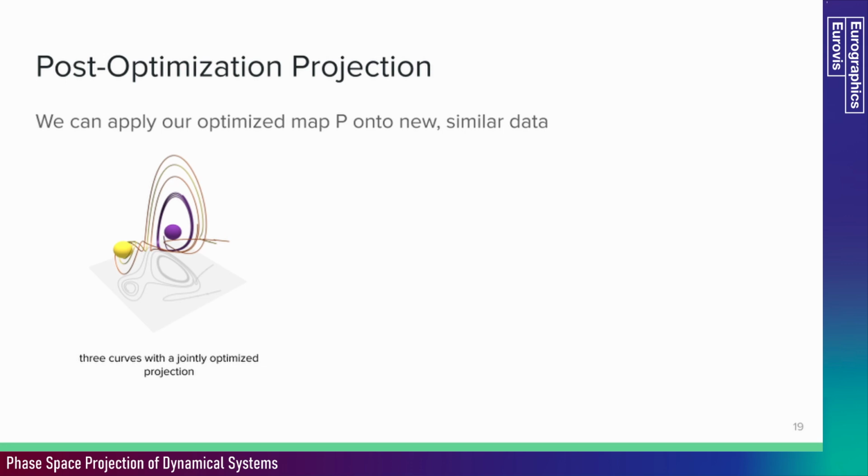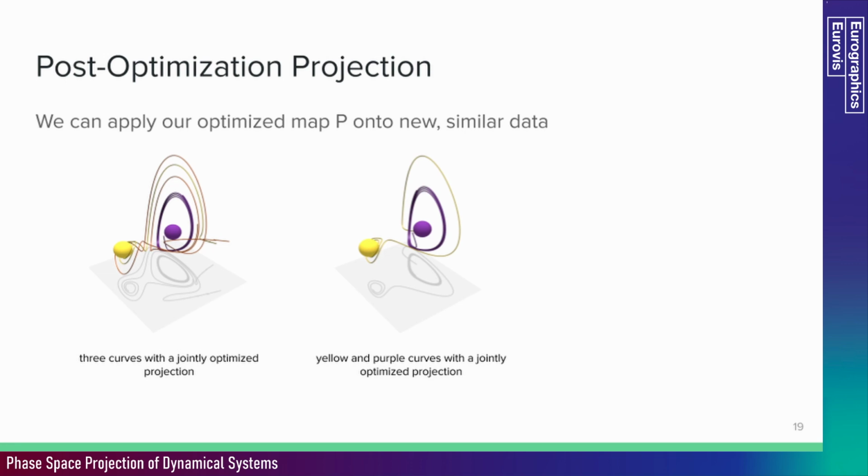Given this formulation, we can apply an optimized map to new data, similar to the dataset that we have optimized the map with. As an example, we show inertial particle motion in a forced Duffing equation phase space. We jointly optimize 3 different trajectories, yellow, purple, and orange, and visualize corresponding critical points as spheres. Next, we repeat the optimization process, but include only the yellow and purple trajectories.